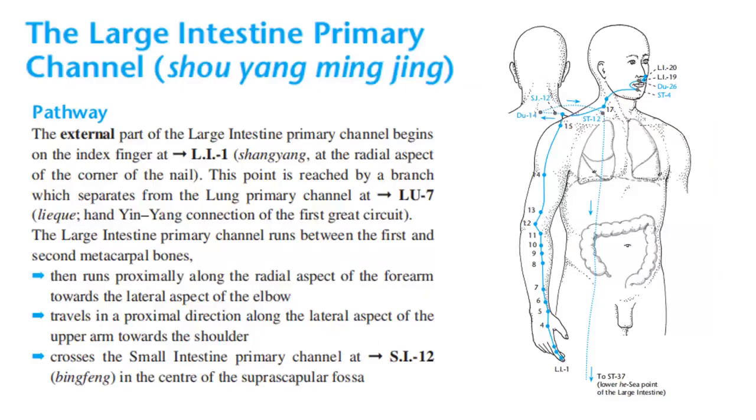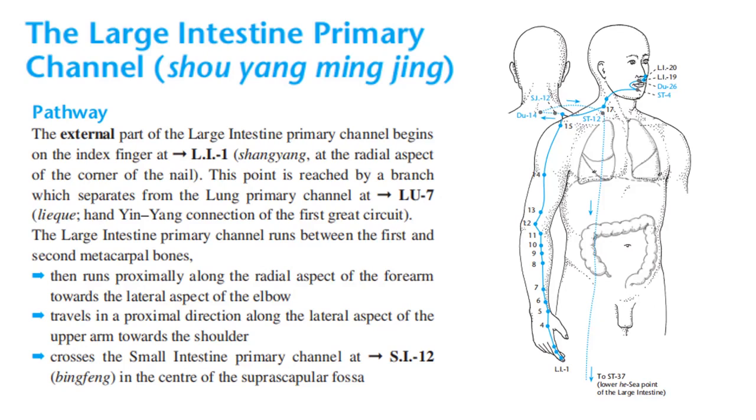The large intestine primary channel pathway. The external part of the large intestine primary channel begins on the index finger, LI1, at the radial aspect of the corner of the nail. This point is reached by a branch which separates from the lung primary channel at Lung 7, Han-Yang main connection of the first great circuit.